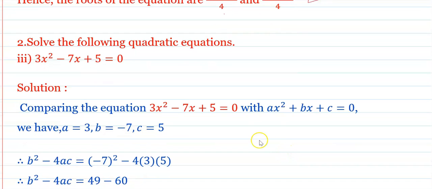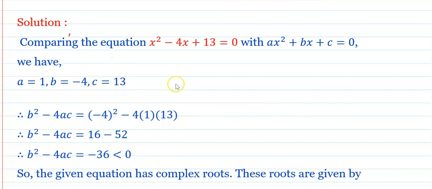Now the next, x square minus 4x plus 13. Again comparing with ax square plus bx plus c is equals to 0, a is 1, b is minus 4, c is 13. Therefore b square minus 4ac is equals to minus 4 bracket square minus 4 into 1 into 13. Minus 4 square is 16. 4 into 13 is 52. That is equals to minus 36, which is less than 0. That is negative. So the given equation has the complex roots.